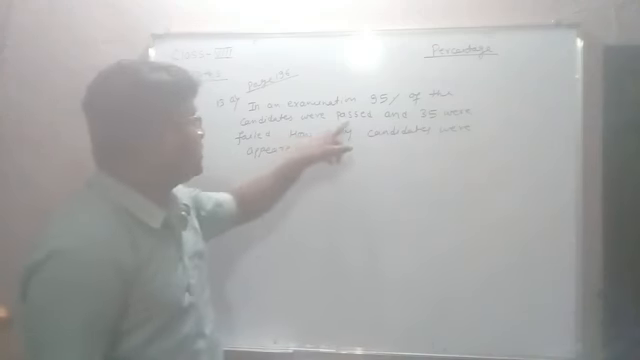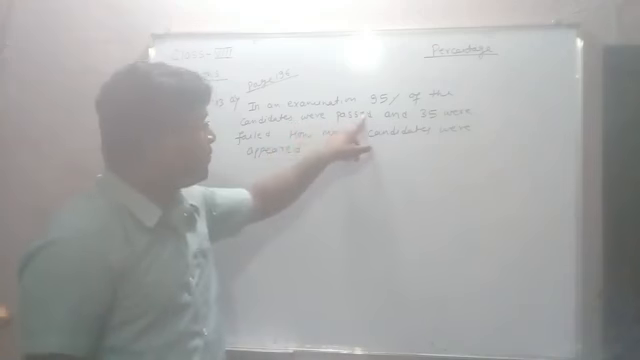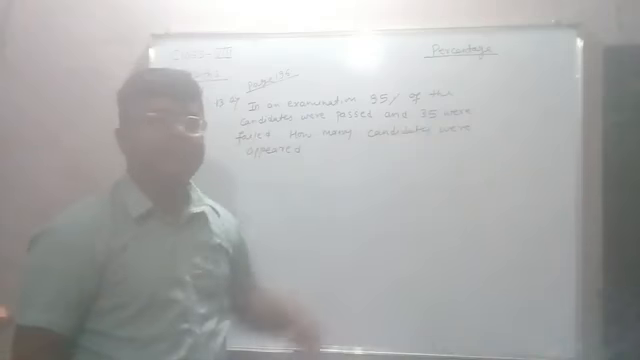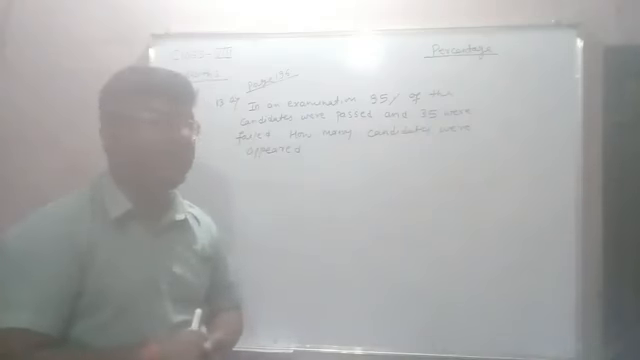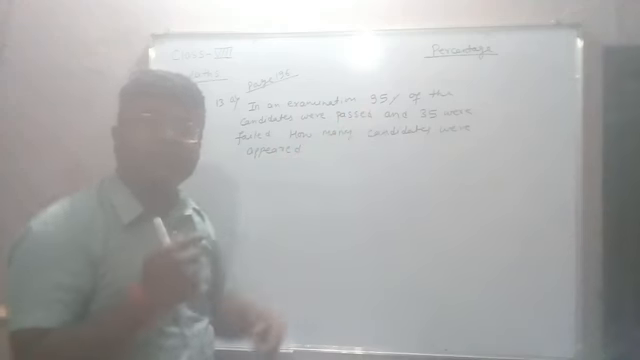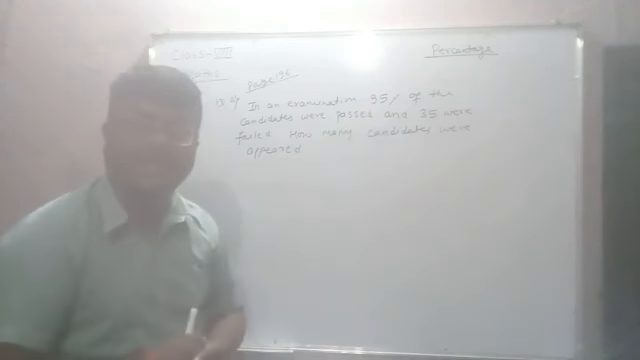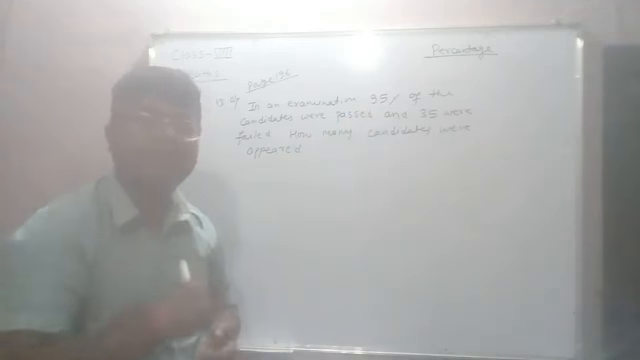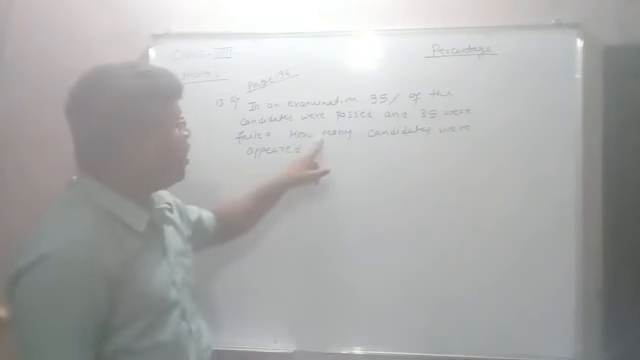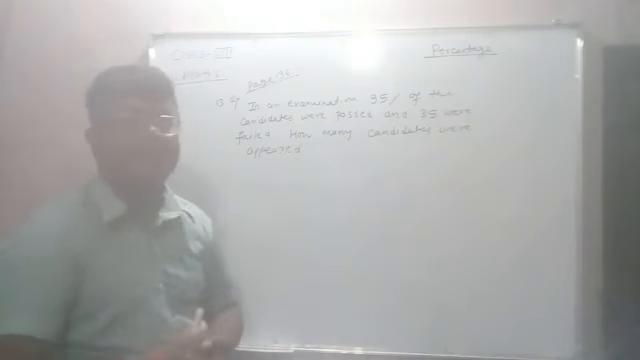Okay, and let's read the question further. Were passed and 35 were failed. The number of failed students is given to us, and the percentage of pass student is given to us. Percentage of pass student is your 95%, and number of failed student is your 35, and we need to calculate how many candidates were appeared. That is total number of candidates we are going to find.